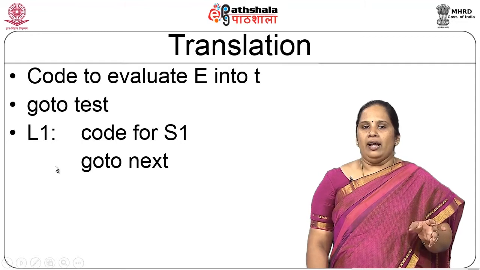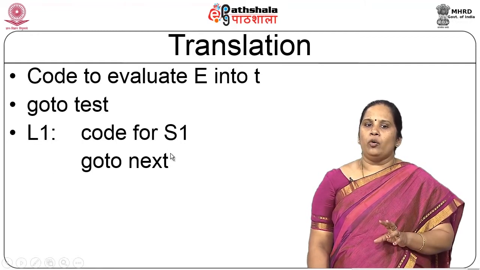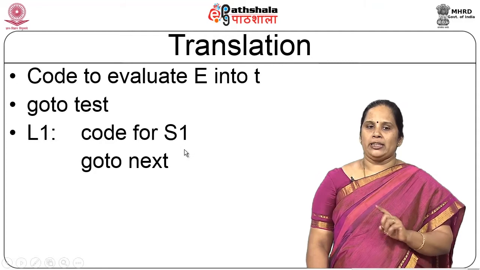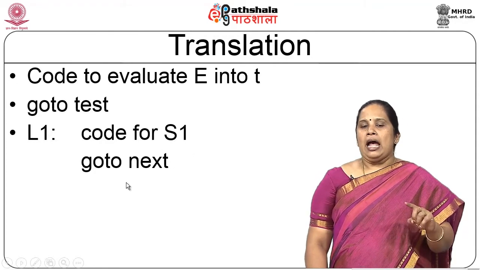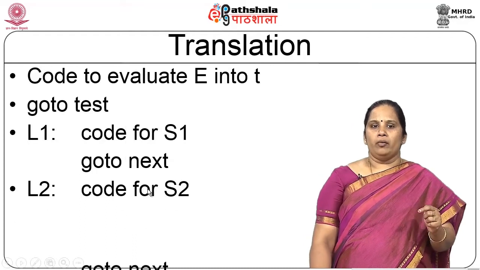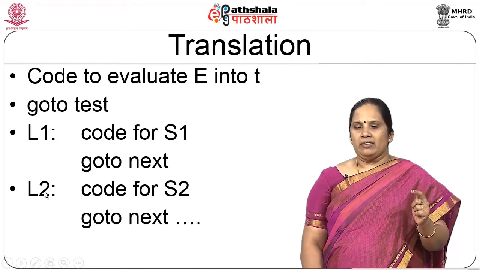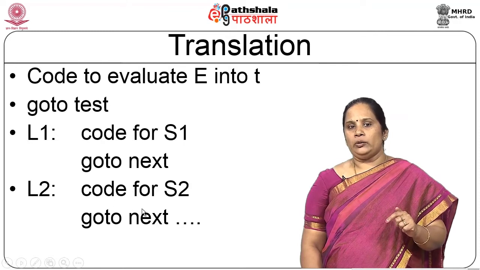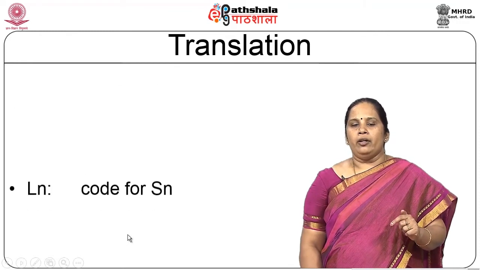Then I will have label L1 corresponding to code for S1, that is the first statement corresponding to S. This is the first case, and then I have to skip all of the statements. So I will say here go to next. Similarly, if it is matching with L2, I will have code for S2 and I will say go to next. So I will keep on going.